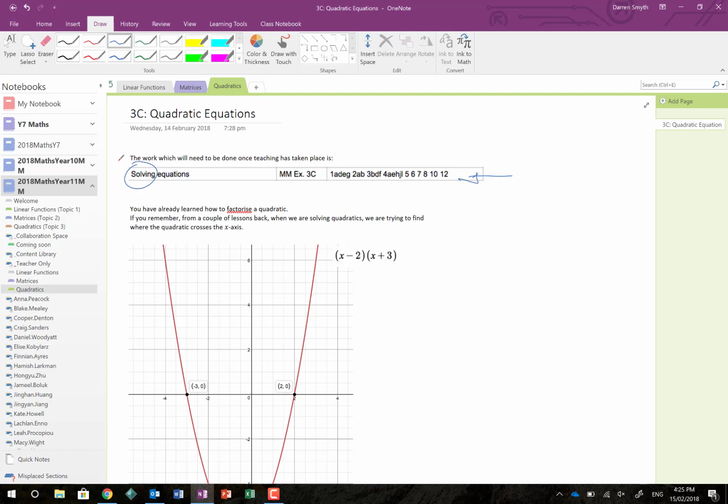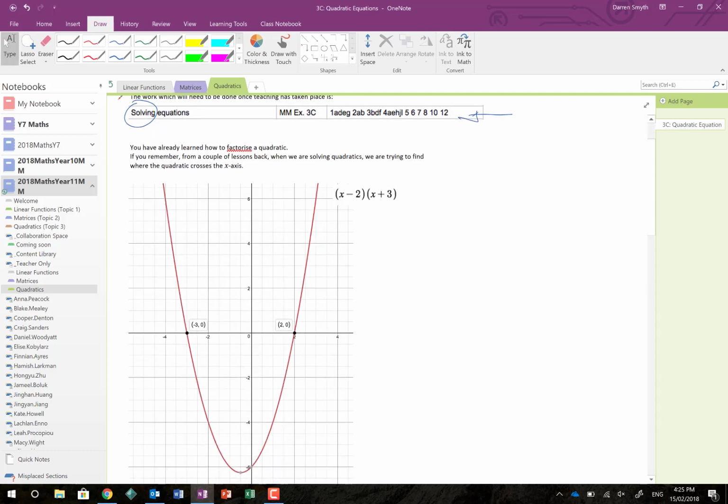We've already worked out how to factorize equations, and if you remember, we are looking at equations of the form, as we've written here, x minus 2, x plus 3. This form is really important to us. If I multiply this out the long way, I would have had x squared plus 3x minus 2x minus 6. That would have given me x squared plus x minus 6. Having done the factorization, we would have ended up with it at this point.